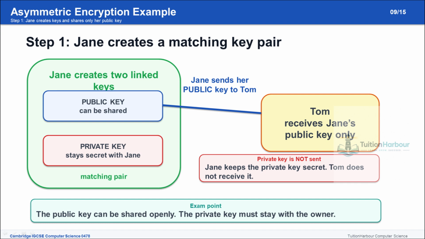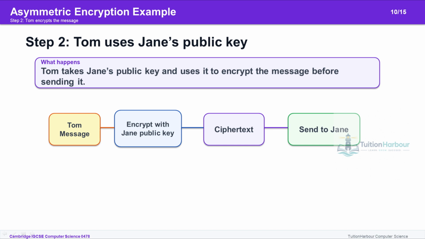Let us look at an example with Jane and Tom. First, Jane creates two linked keys, a public key and a private key. She sends her public key to Tom. She keeps her private key secret. Next, Tom uses Jane's public key to encrypt the message he wants to send. Once the message is encrypted, it becomes ciphertext. Tom then sends the ciphertext to Jane.